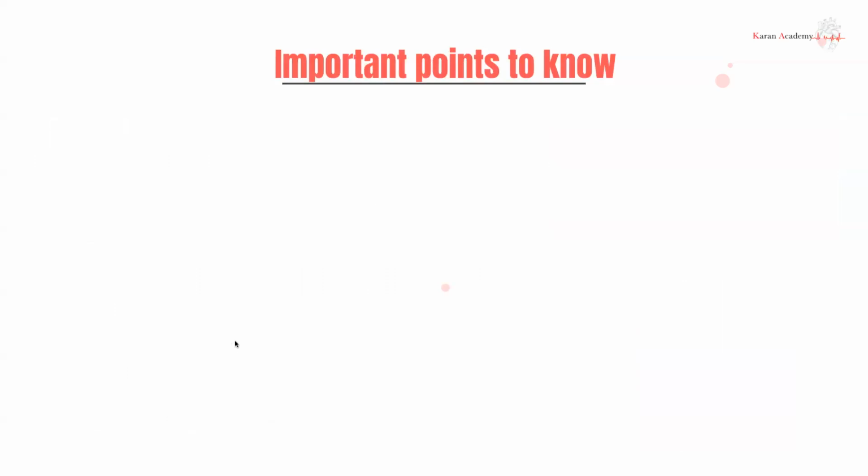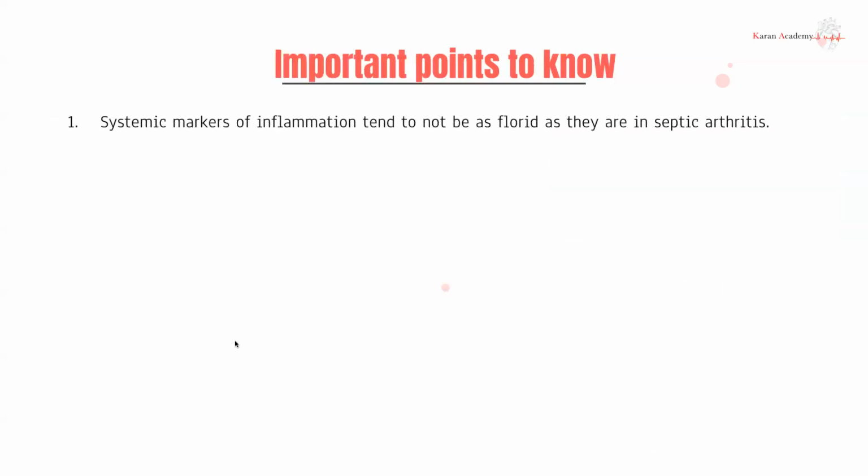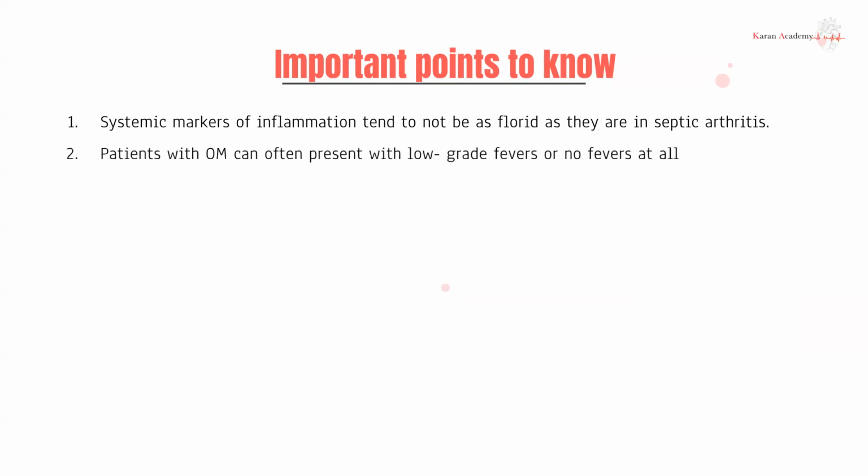There are a few important points I want you to know about osteomyelitis specifically. So firstly, systemic markers of inflammation tend to not be as florid as they are with septic arthritis. Patients with OM can often present with low-grade fevers or no fevers at all. So please don't be quick to exclude osteomyelitis in an afebrile patient.